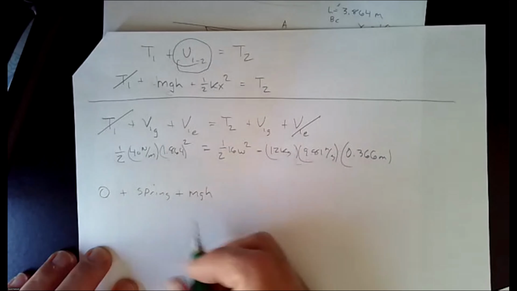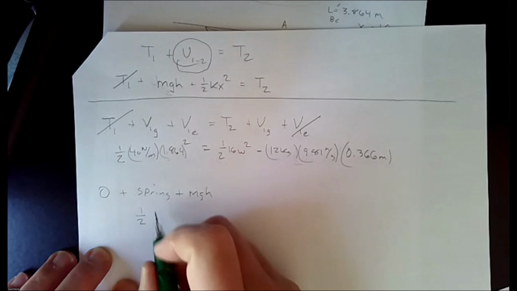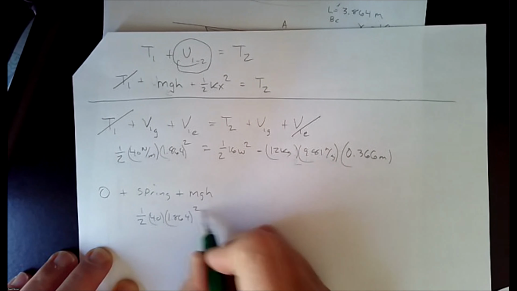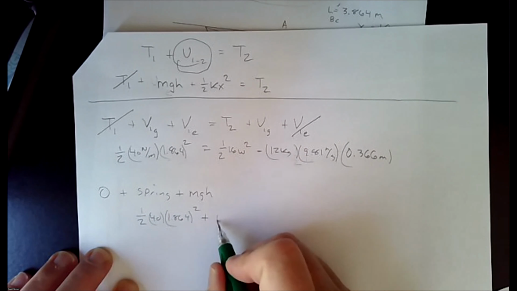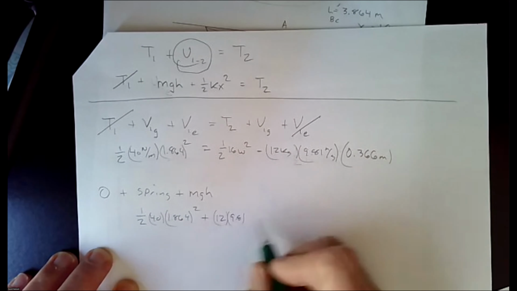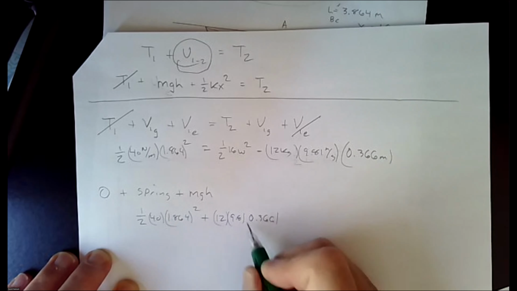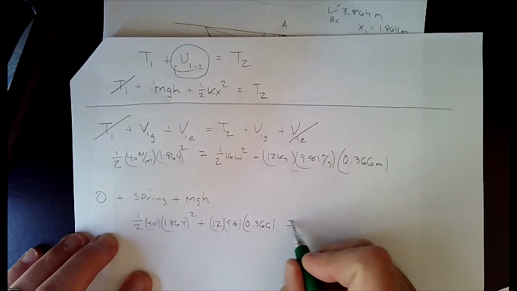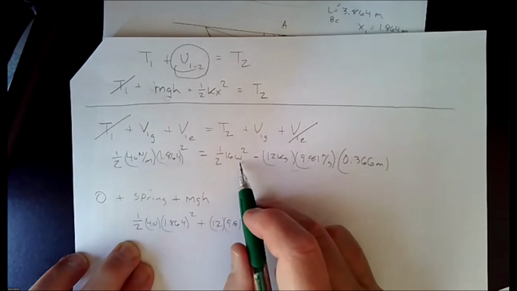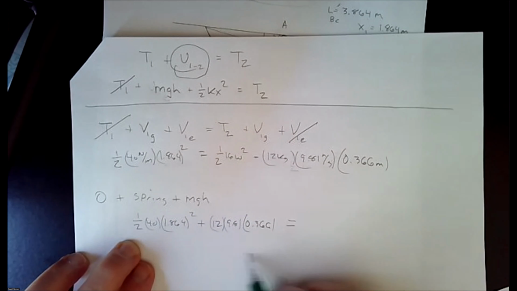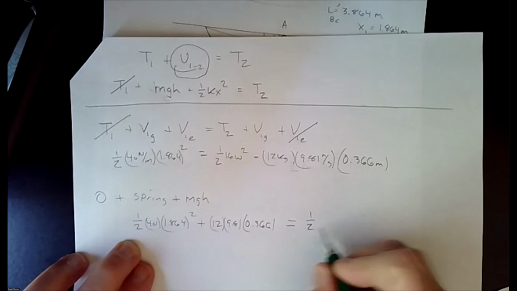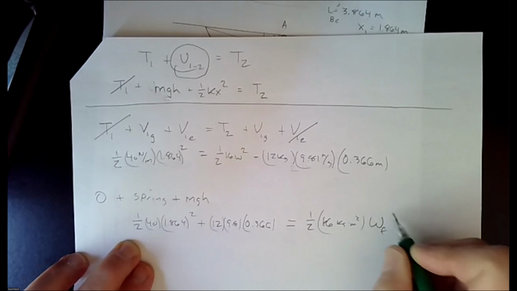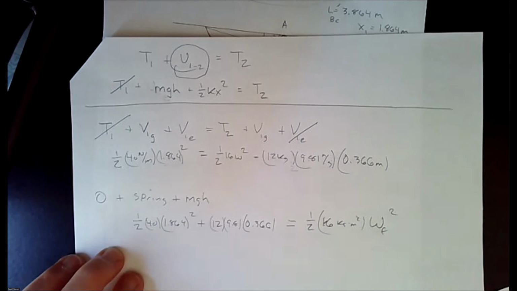So really, another way to write it, if it makes more sense to you, is 1/2 times 40 times 1.864 squared plus 12 times 9.8 times its change, 0.366, because we just want the net change of height. These two things all contribute to making this move. That all then equals my 1/2 times 16 kilogram meter squared times my omega final squared, or omega, whatever you want to call it.